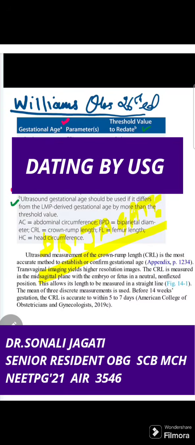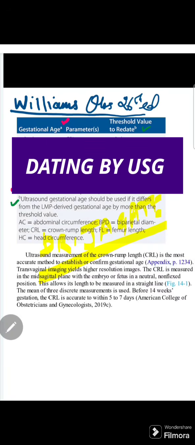Hello guys, today let's learn about how to do dating using ultrasound. A very important, commonly encountered doubt in the minds of the residents, and it's quite confusing for all the residents, is how to use this dating and when to use this dating.